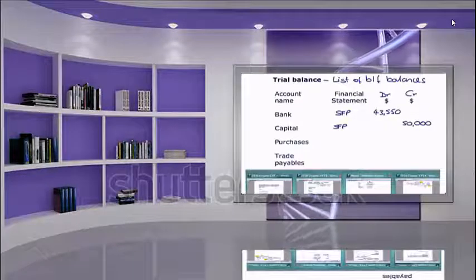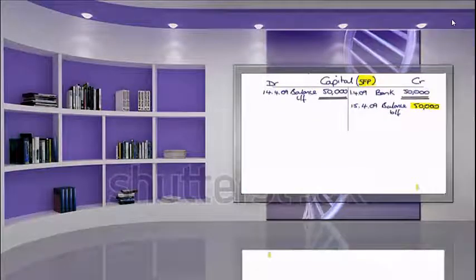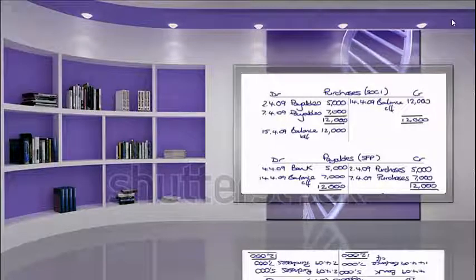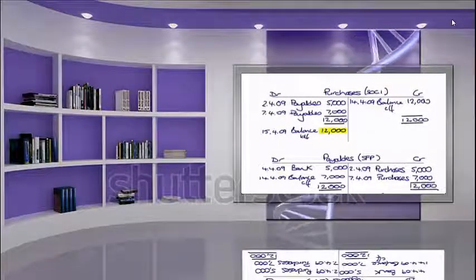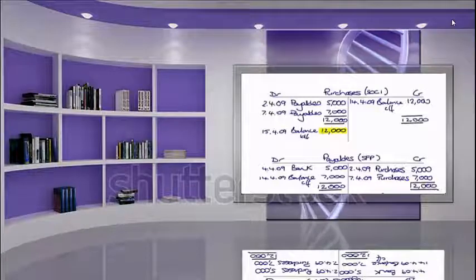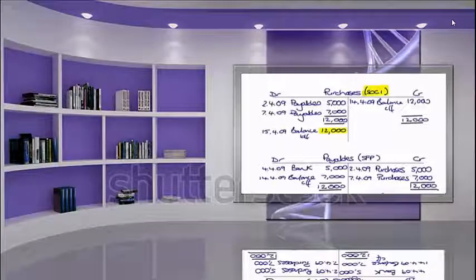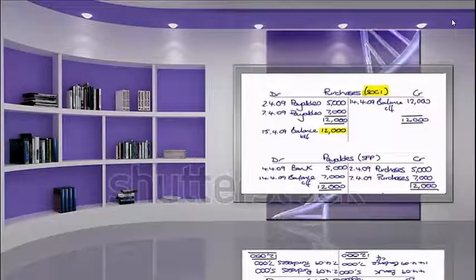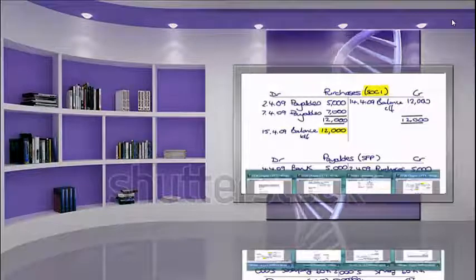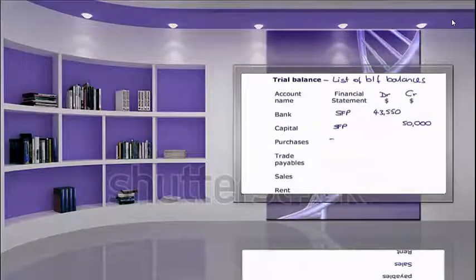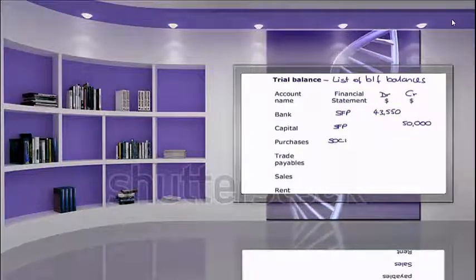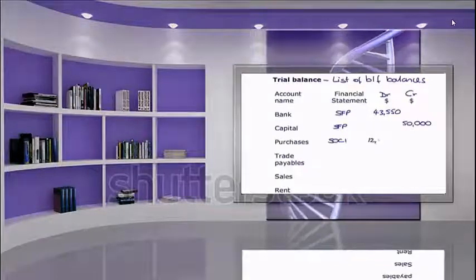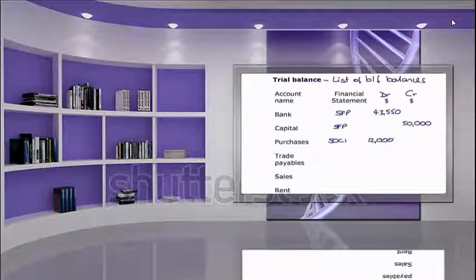Our next account was purchases. So if we pull that up, our purchases account, we can see that it was $12,000 balance brought forward on the debit side, and that is going into our statement of comprehensive income. It's an expense, remember. So let's do that. Purchases, financial statement is the SOCI, statement of comprehensive income, and we said that that was a $12,000 debit transaction.